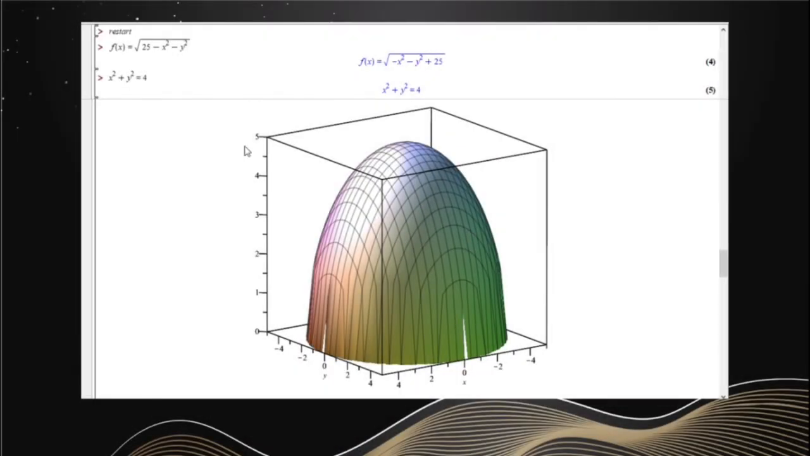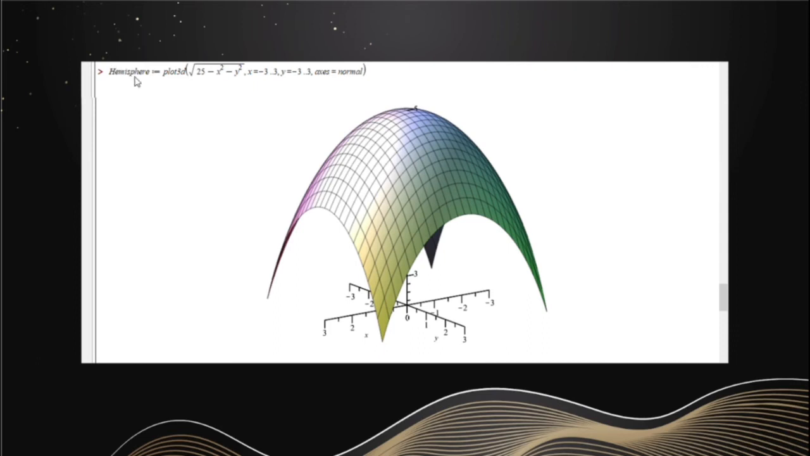So, plotting the equation into Maple. So, we use the command of f(x) equals to square root of 25 minus x squared minus y squared. And then the next command is the equation of the cylinder, and then we plot the hemisphere. So, this is the graph for the hemisphere. And then we use the command of hemisphere equals to plot3d, square root of 25 minus x squared minus y squared with the range of -3 to 3. And for the y-axis it is also -3 to 3. So we will get this.